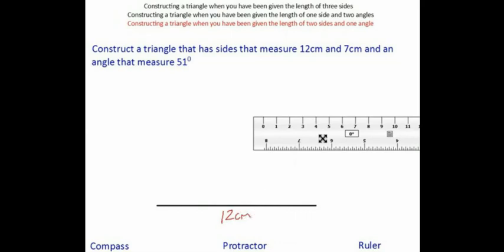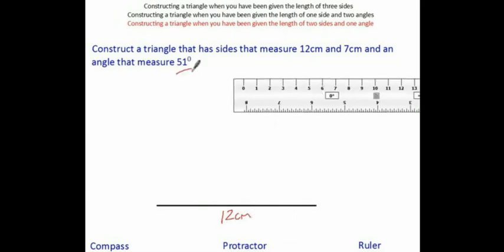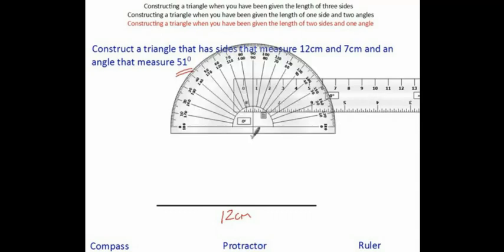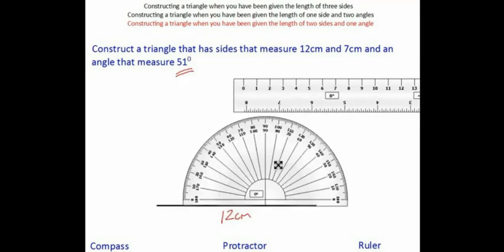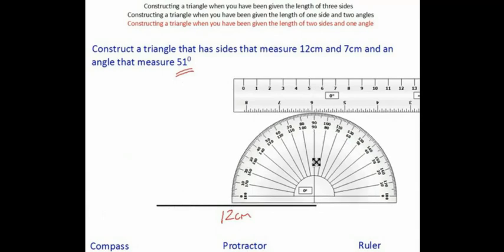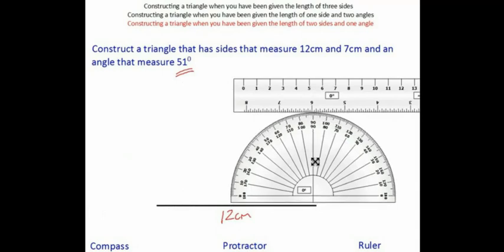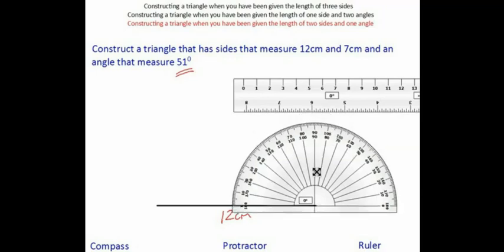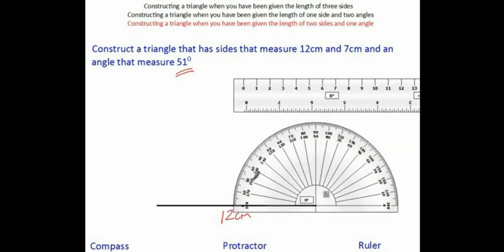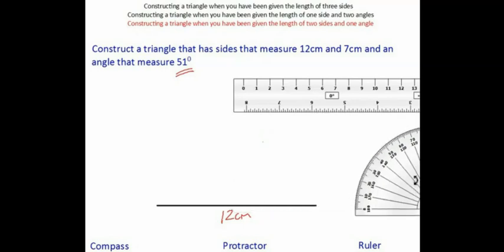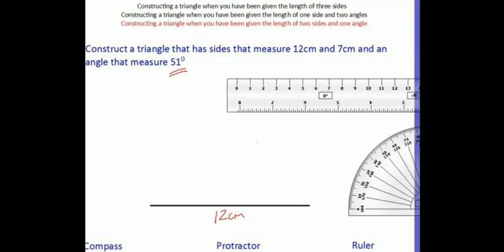The next thing we're going to do is take our 51 degrees, and it doesn't tell us which side we need to go to, so it could be this side or that side, but you must check in the test or an exam if they've asked you to do it at a particular point, then you must do that. So line that up. 51, we're going to use the outside scale, 10, 20, 30, 40, 51. That's that marked. Get your pencil and your ruler and join it up. And I'm going to do it quite long because I don't know how big 7 centimeters is yet.